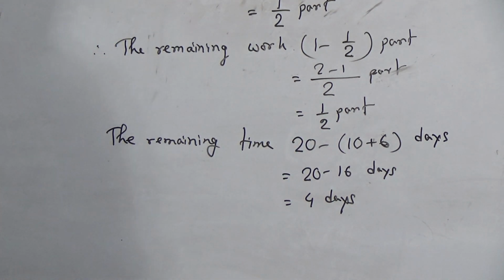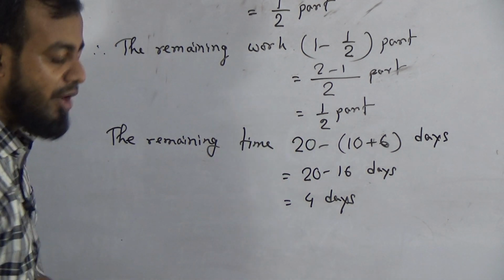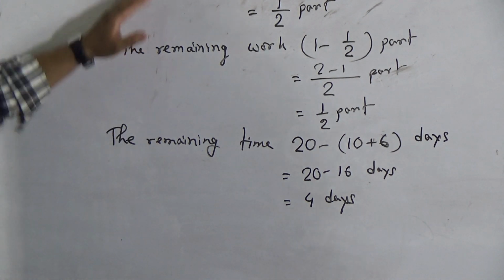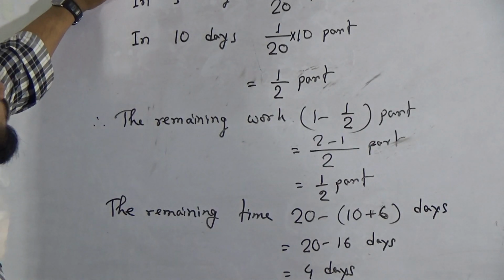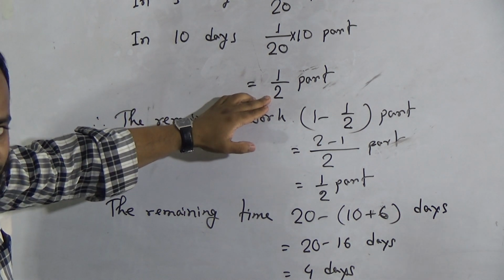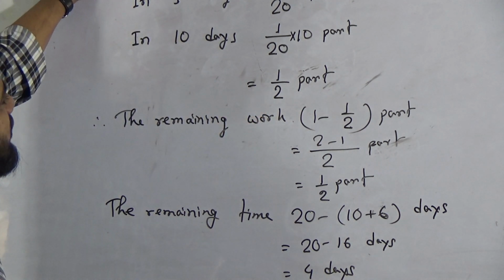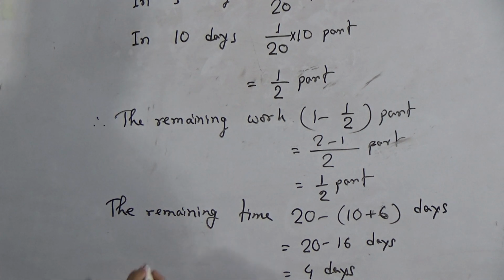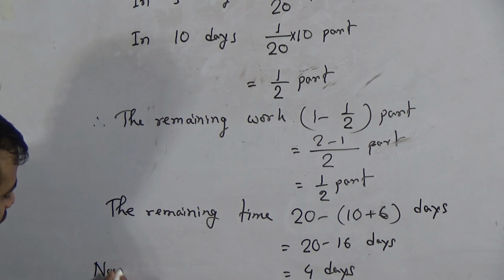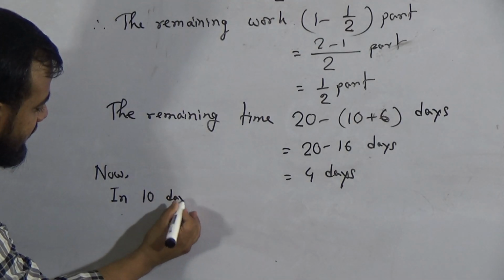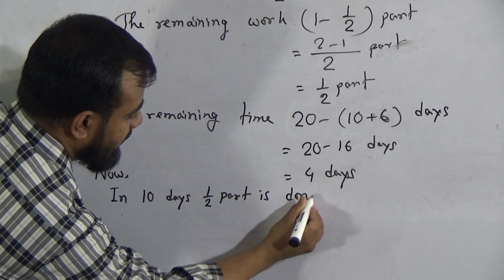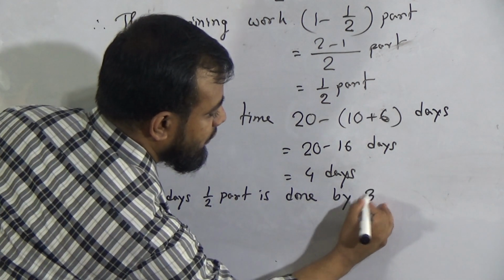And students, look, now we need to find out the number of workers. How many workers can complete the half part of that work in 4 days? From this we can write down, my dear students, 30 workers in 10 days complete half part of the work. So we write half part of the work in 10 days. Now in 10 days half part is done by how many workers? By 30 workers.